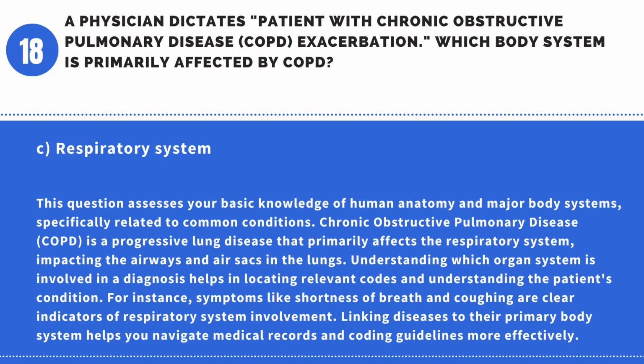Understanding which organ system is involved in a diagnosis helps in locating relevant codes and understanding the patient's condition. For instance, symptoms like shortness of breath and coughing are clear indicators of respiratory system involvement. Linking diseases to their primary body system helps you navigate medical records and coding guidelines more effectively.